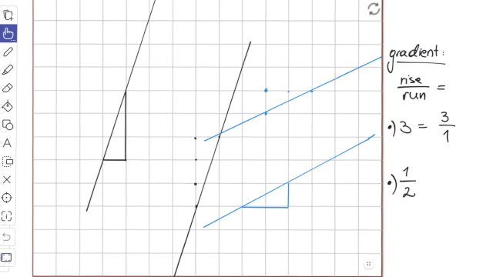What you should also notice is that the bigger the gradient, the steeper is the graph. You can see that this graph is way steeper than the graph which has a line with a gradient of 1/2. You can also see that both lines are uphill because their gradient is positive.